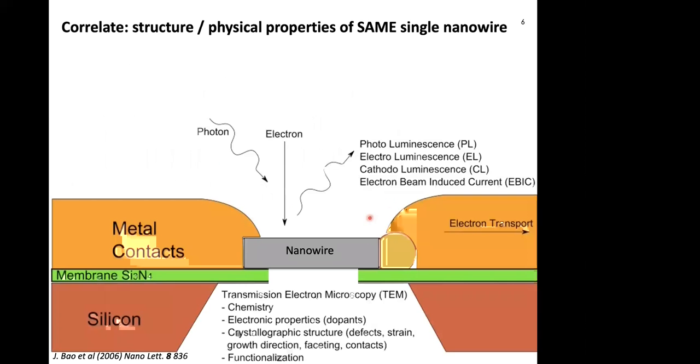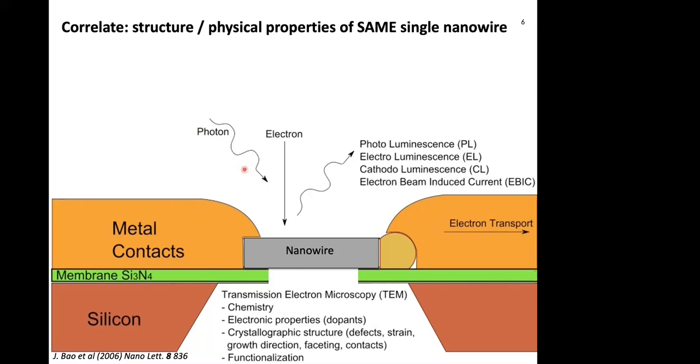So here you see basically the working horse sample structure of all these experiments. So we are working on a silicon nitride membrane that can be planar or with a hole. And on top of this, we have a nanowire, a semiconducting nanowire that is contacted with electrical contacts. And this kind of structure allows to do a multitude of experiments on the same object.